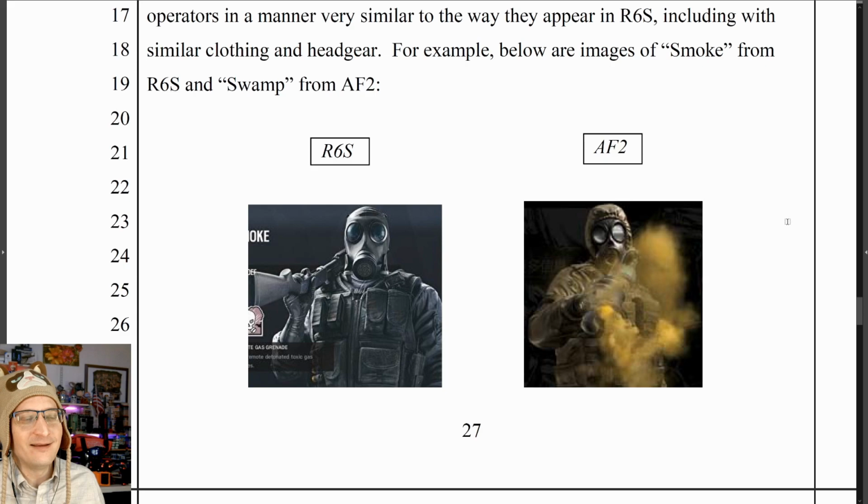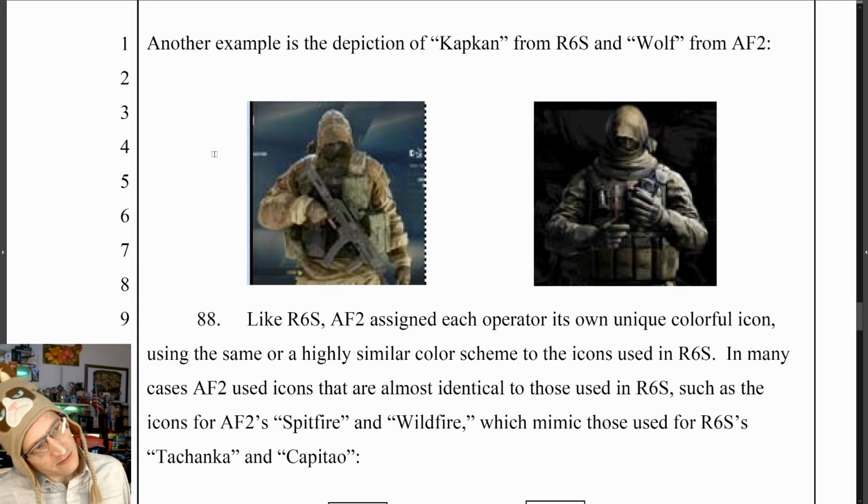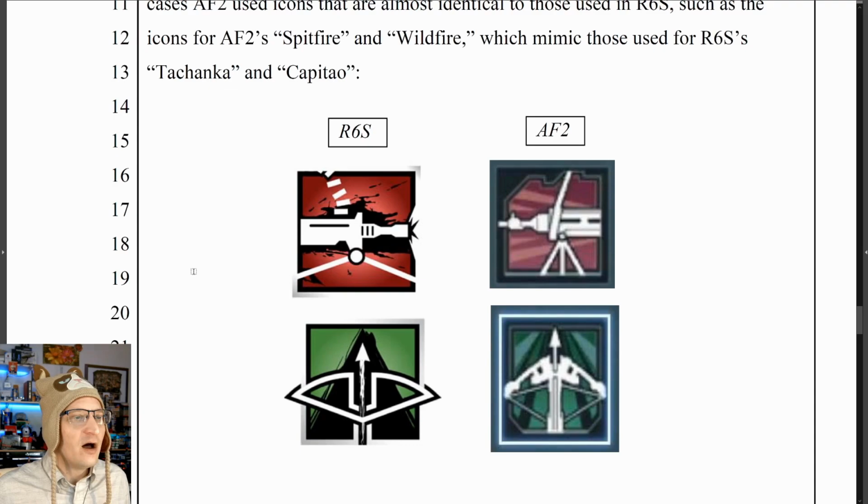Let's keep going. Here's Capkin on the left and Wolf on the right. Capkin on the left has a hood and Wolf on the right has a hood. These are not substantially similar. These are not protectable elements. Capkin on the left is carrying some kind of weapon. I can't quite see what it is. G36 maybe? And Wolf on the right is holding a detonator maybe? It's kind of pixelated.